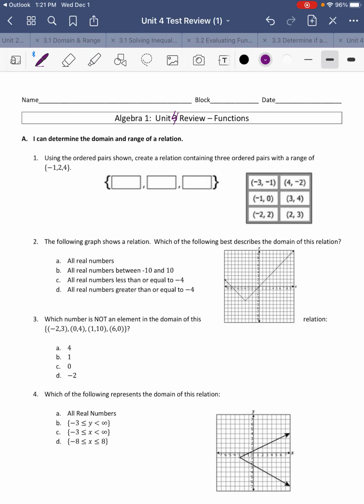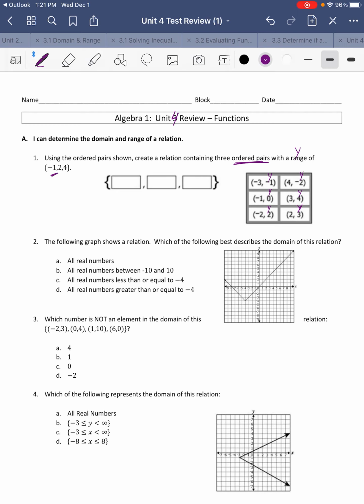So this is the Unit 4 test review. Using the ordered pairs shown, create a relation containing 3 ordered pairs. These are your coordinates with a range. Range is your y values, so I'm going to label all the y values. Remember, the coordinates go x then y, just like the alphabet, x then y.